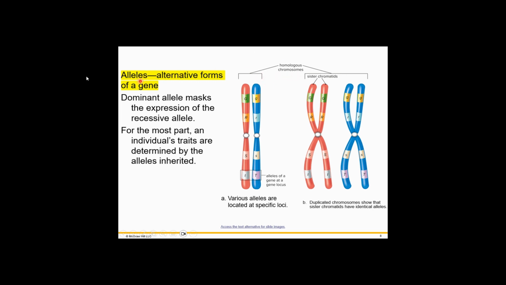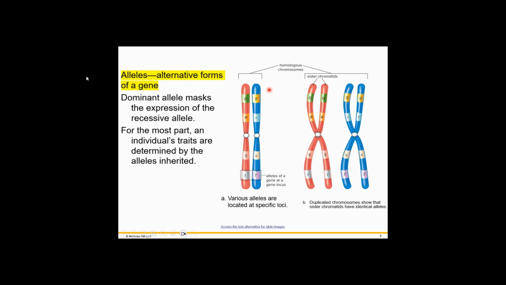So alleles are going to be an alternate form of a gene. So if you notice right here in the picture, we have this green G, and it's dominant, so it's a capital G. Then we have a yellow one here, and it is a lowercase g, so that is going to represent a yellow color. So a dominant allele will mask the expression of that recessive. So if these two pair up, we're going to have this gene here, but it's not going to show up. The dominant one is going to mask it and cover that recessive one up.